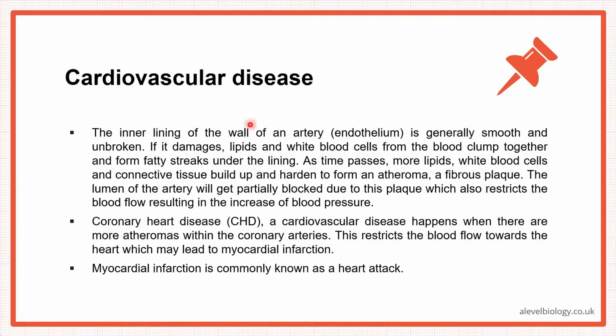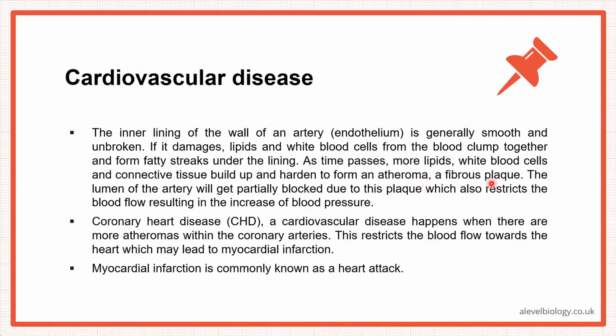Okay, coming to cardiovascular diseases. The inner lining of the wall of an artery, which is known as the endothelium, is generally smooth and unbroken. But if it is damaged, lipids and white blood cells from the blood would start clumping, and they will form fatty streaks under the lining. As time passes, more lipids and white blood cells will accumulate there, connective tissue would build up, and it would harden to form an atheroma.